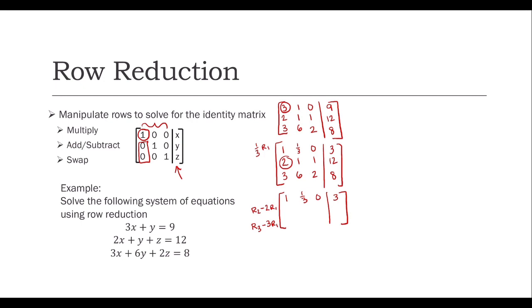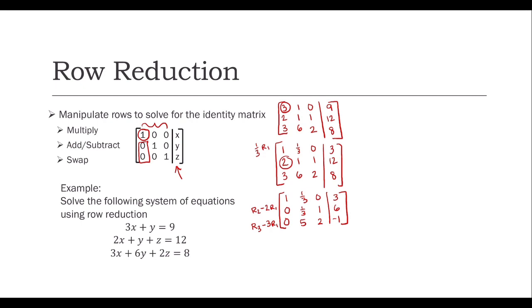So our new second row is going to be 2 minus 2, which is 0. 1 minus 2/3, which is 1/3. 1 minus 0, which is 1. And 12 minus 6, which is 6. And our final row is going to be 3 minus 3, which is 0. 6 minus 1, which is 5. 2 minus 0, which is 2. And 8 minus 9, which is negative 1. So now our first column looks how we want it to, so that's great.